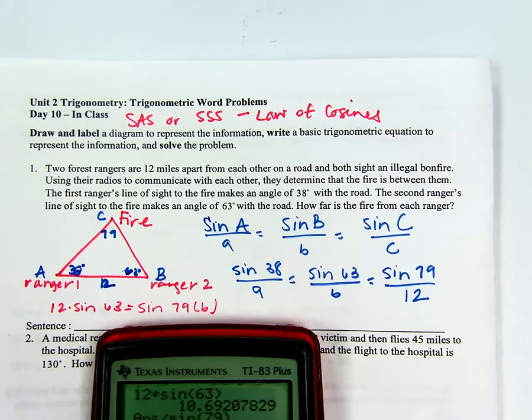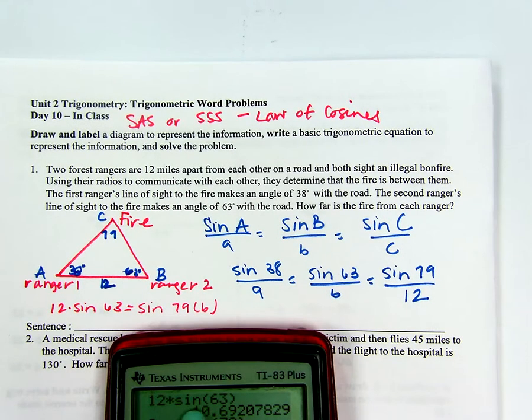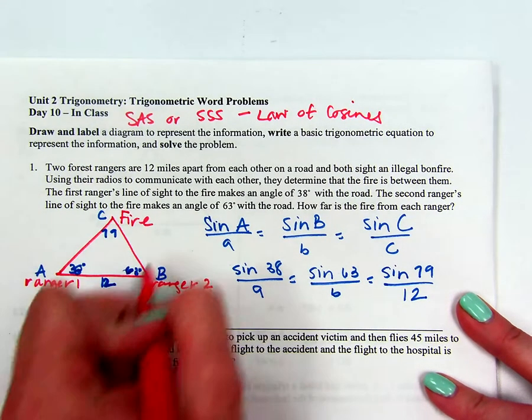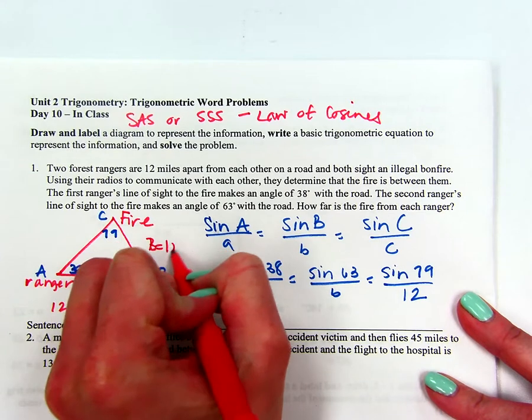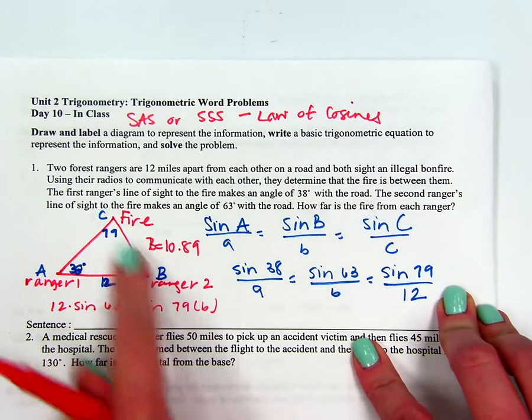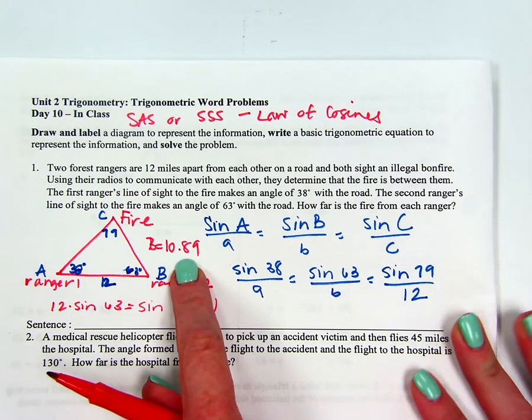So I just plugged all of it in my calculator here. I did 12 times the sine of 63. I got 10.69. And then I divided that by the sine of 79 to solve for B. My answer comes out to be 10.89. So B equals 10.89. So B, the distance from the second ranger, is 10.89.